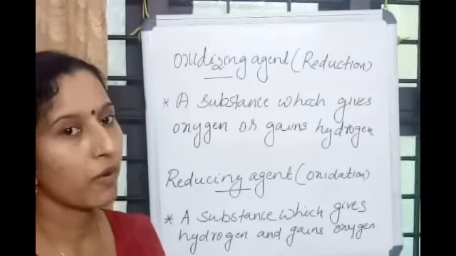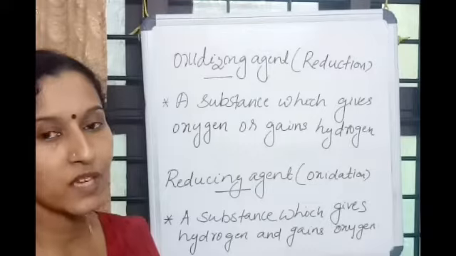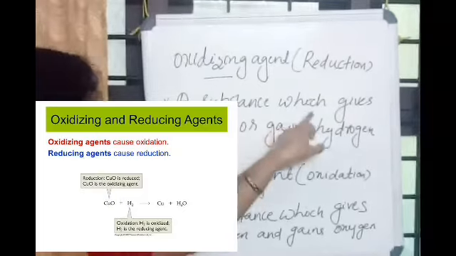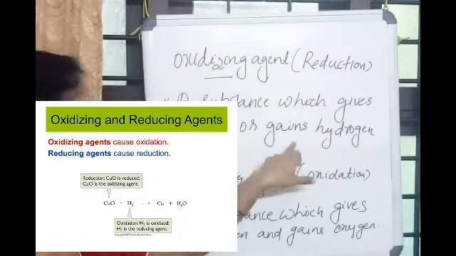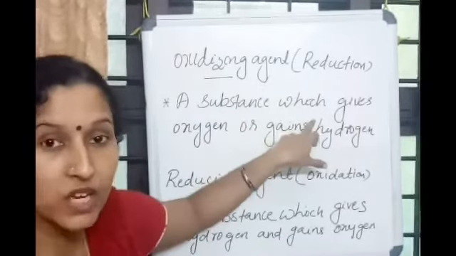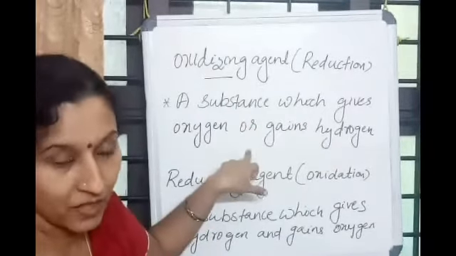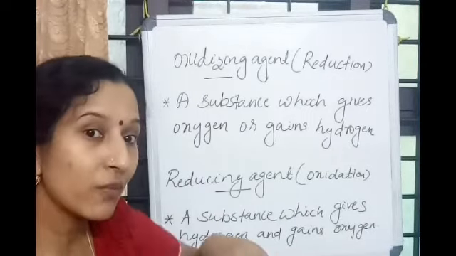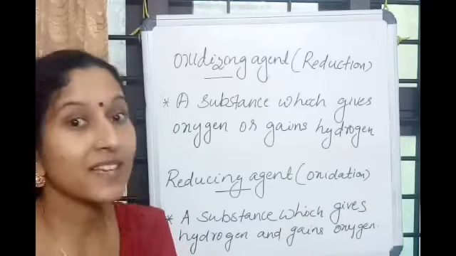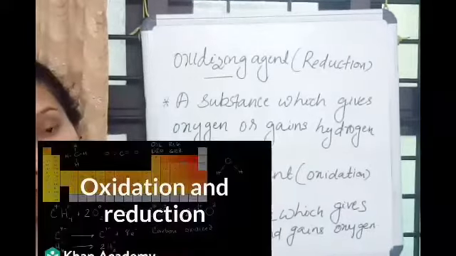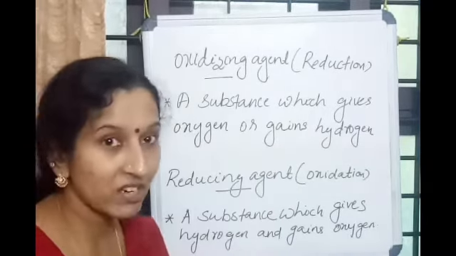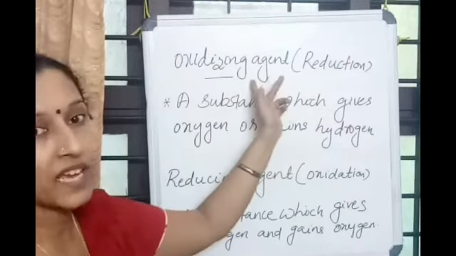Now we can discuss the oxidizing agent and reducing agent. Oxidizing agent is a substance which gives oxygen or gains hydrogen. Can you say which process gives oxygen and gains hydrogen? Yes, reduction. So the substance which undergoes reduction acts as the oxidizing agent.